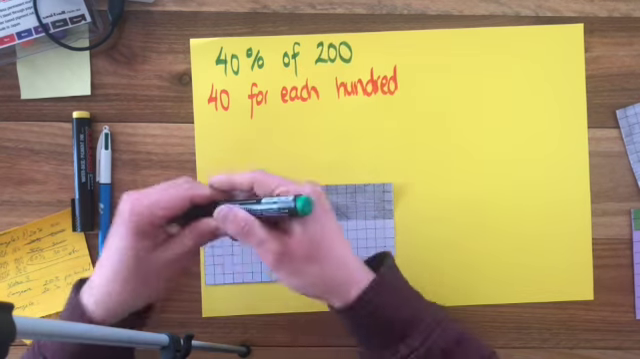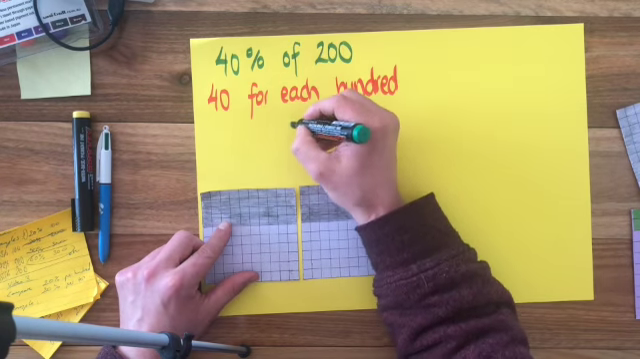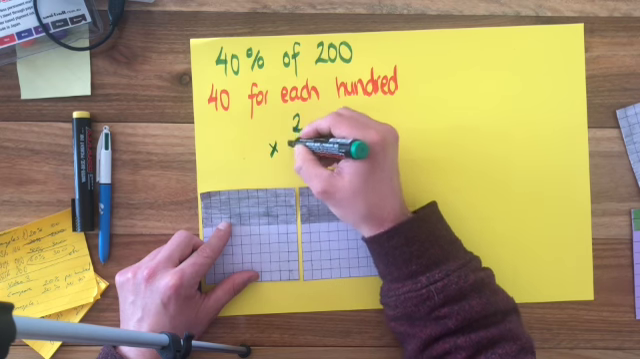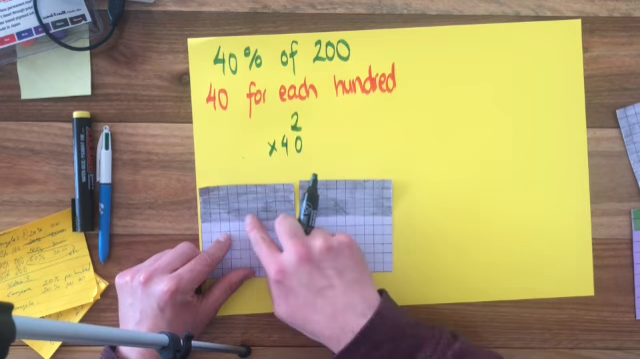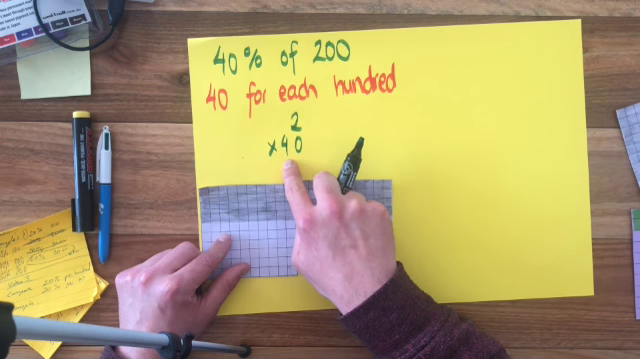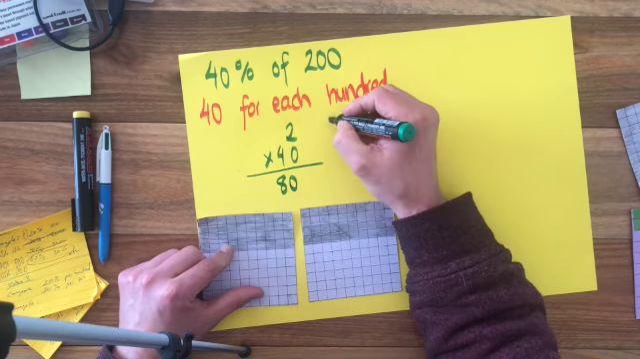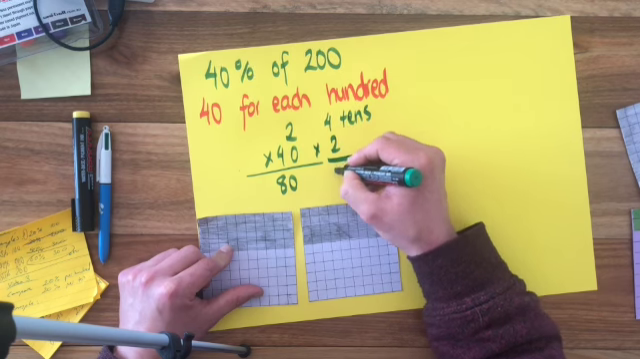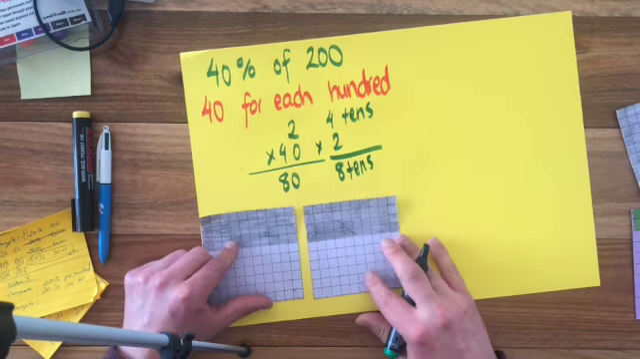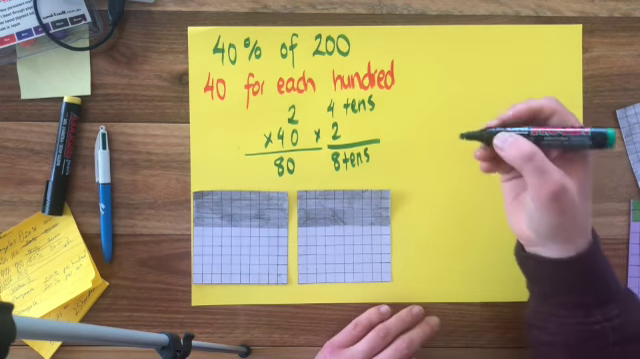Another way we can say that, we can use our multiplication, which is 2 times 40. So we've got 200s, that represents our 200s, 1, 2, and 40 for each, which equals 80. We could also go 4 tens times 2, which makes 8 tens. So 40% of 200 is 80.